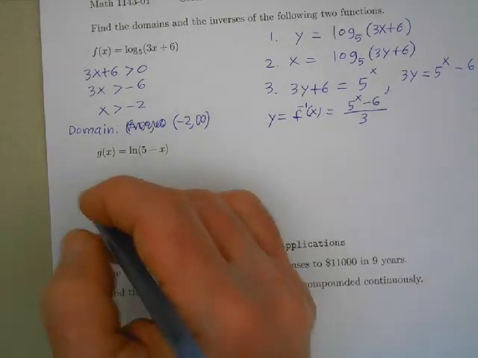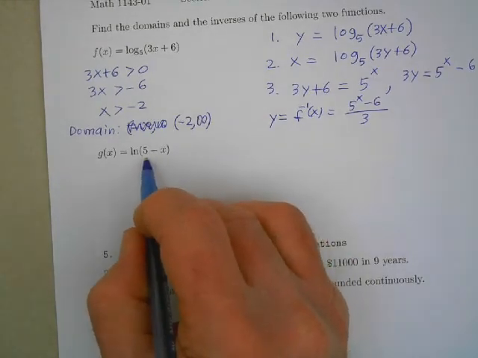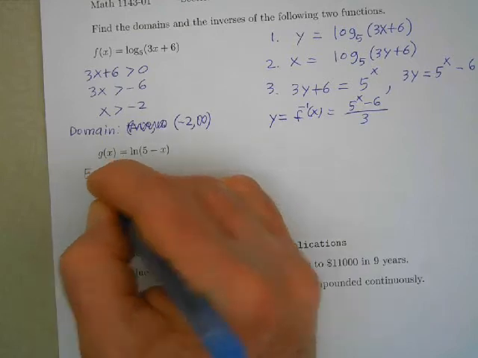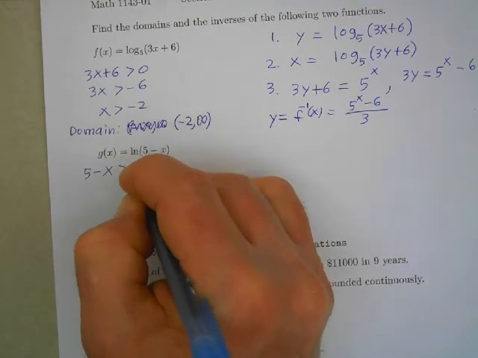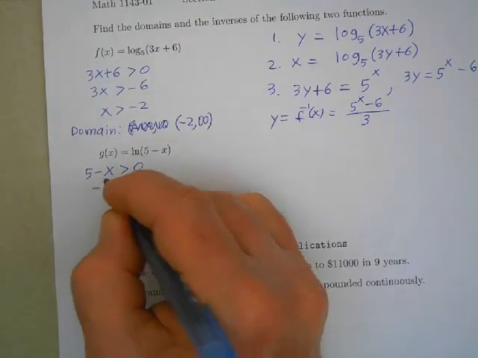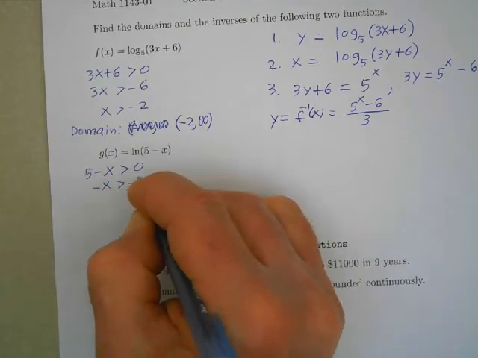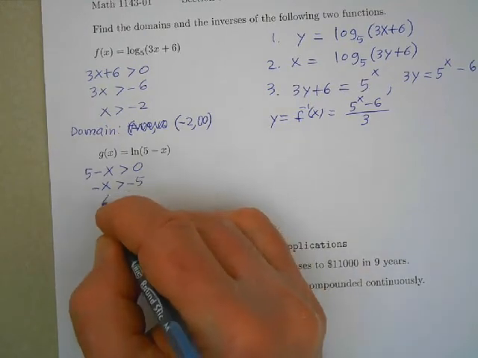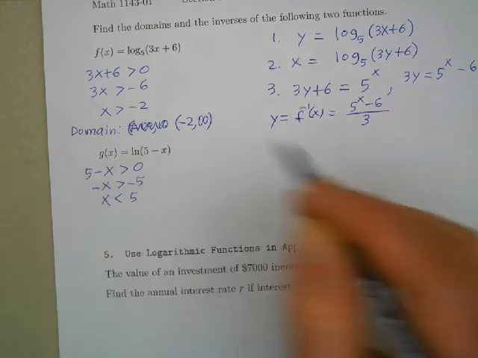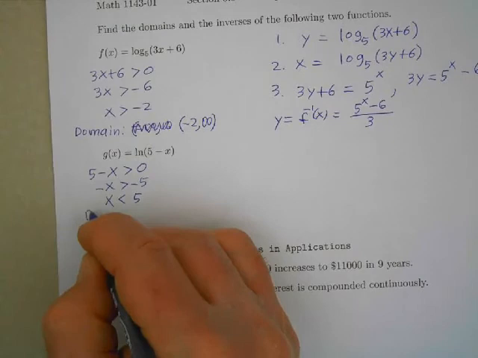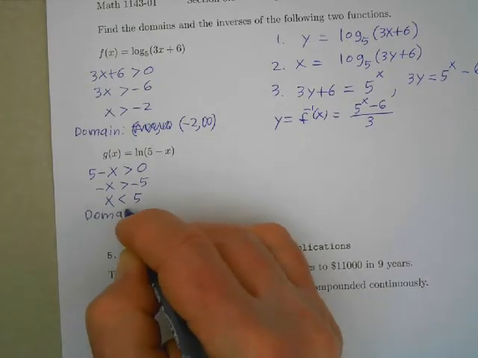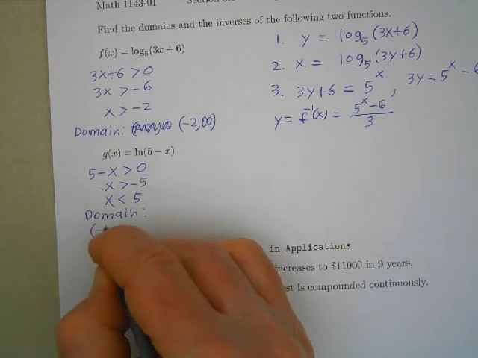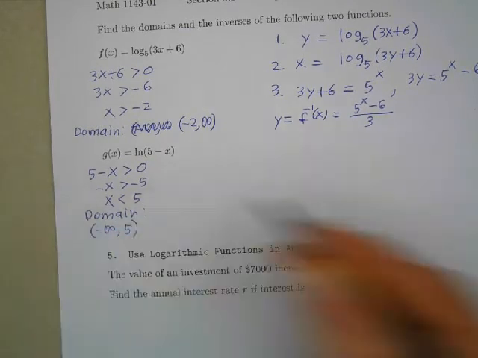So to find the domain, we say that the argument has to be greater than 0. So 5 minus x is greater than 0, which means negative x is greater than negative 5. And then if you divide both sides by negative 1, then x is less than 5. So the domain is all real numbers less than 5. So that's from negative infinity to 5, parentheses.